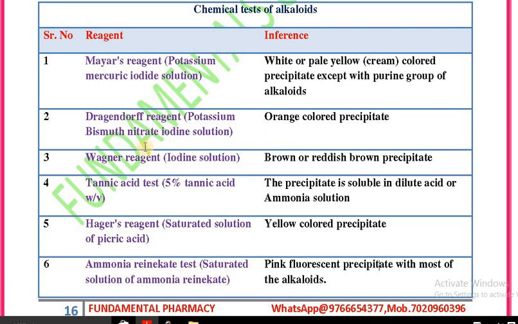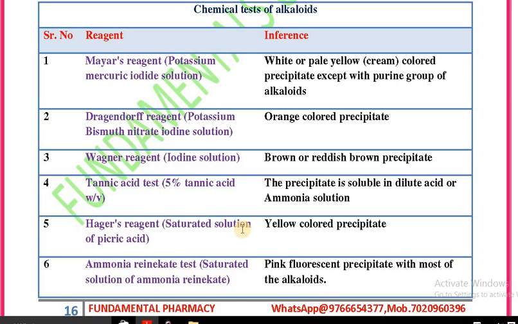The second one is Dragendorff's reagent, consisting of potassium bismuth iodide solution. It will give an orange colored precipitate with alkaloids. Then next one is Wagner's reagent, that is iodine solution. It will give a brown or reddish brown precipitate with alkaloids. Next one is the tannic acid test, where 5% tannic acid is used. It will give a precipitate that is soluble in dilute acid or ammonia solution.